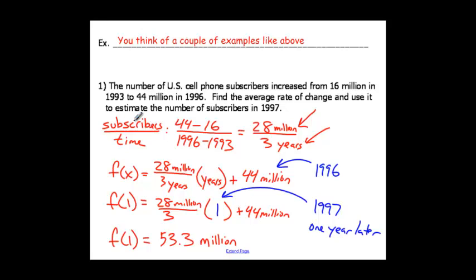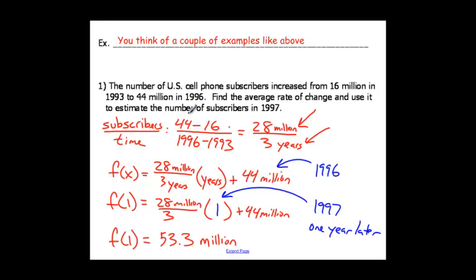So the number of subscribers goes on top. We subtract them, find the difference, the growth, divided by the change in years. We're talking from 93 to 96. It's a 3-year difference. And simply we divide that, and there we go.